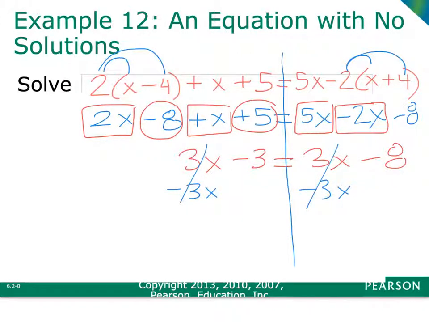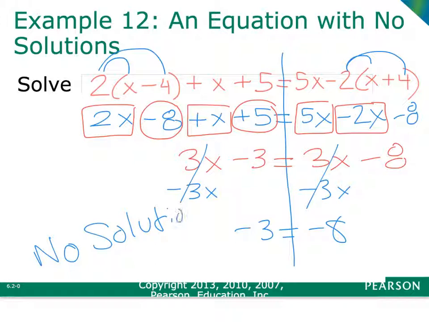So when you go to subtract 3x on both sides of the equal sign, all of your variables cancel away, and you're left with a negative 3 equal to a negative 8. Now, that's not good. You're not allowed to have a situation where two numbers are set equal to each other and they really aren't the same. So if you ever run into that situation, that means there's no solution to this problem. There is never a value of x where the left-hand side and the right-hand side are ever going to be equal to each other.